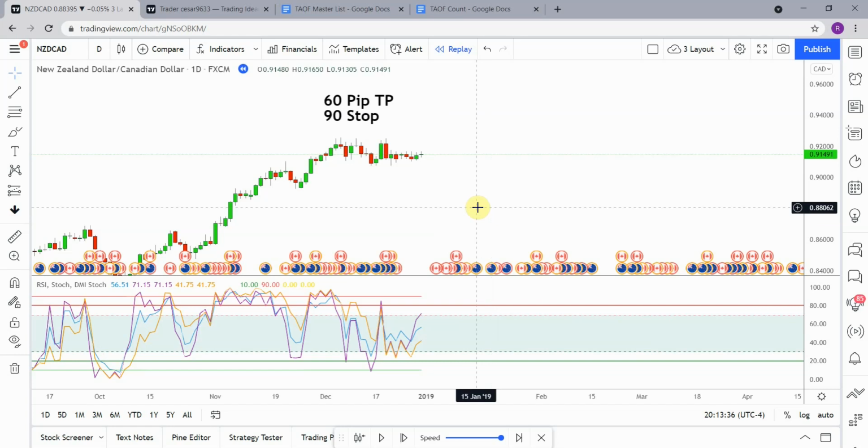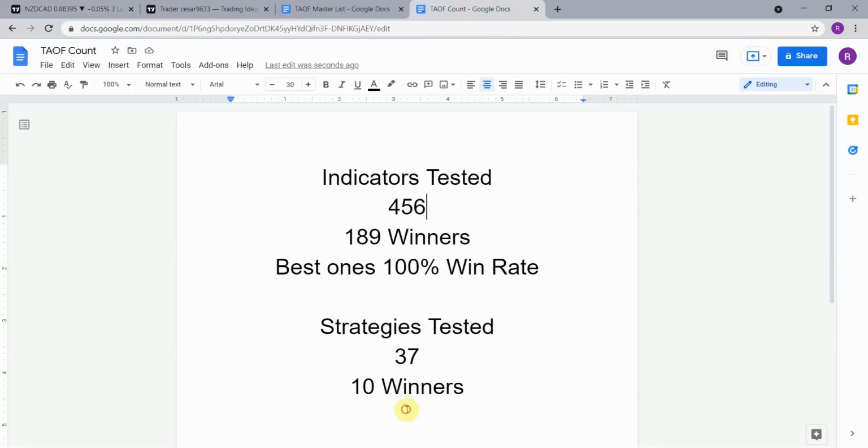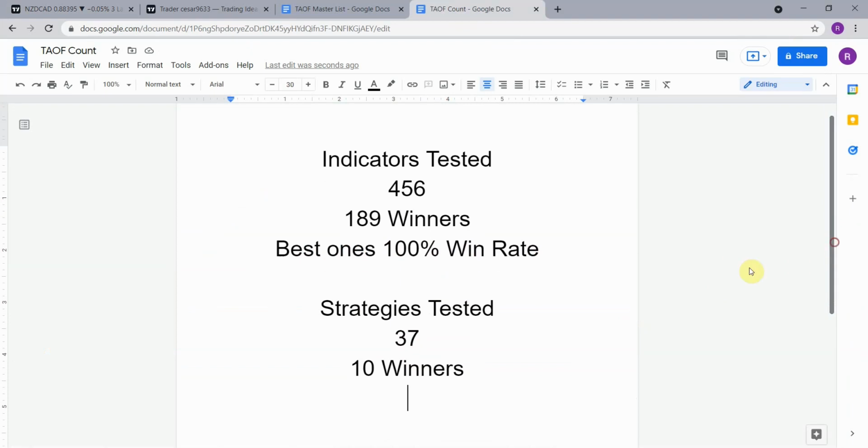Alright, as I said, today we will be testing the RSI Stoch DMI Stoch indicator. Before we do though, I wanted to put the testing scoreboard up for everyone to see. So to date, we have tested a total of 37 different strategies, with 10 of them being winners. We've also tested a total of 456 indicators, with 189 of them being winners. The best ones so far were able to achieve a 100% win rate.